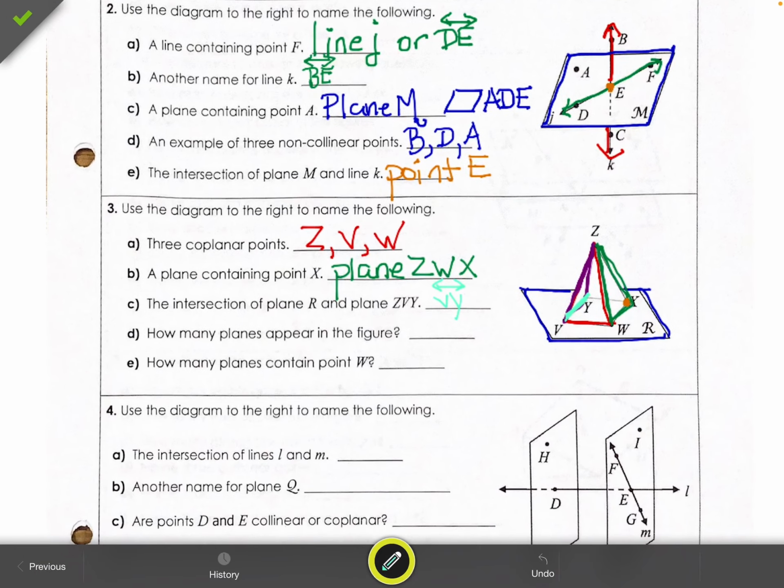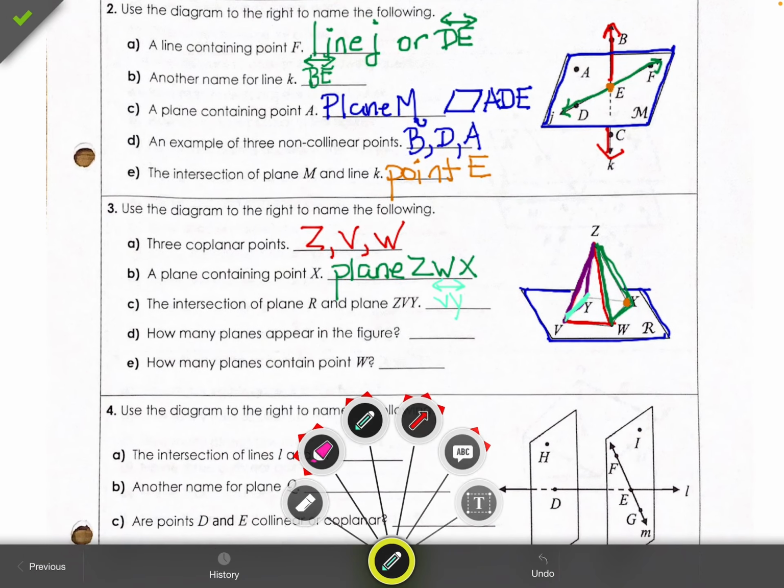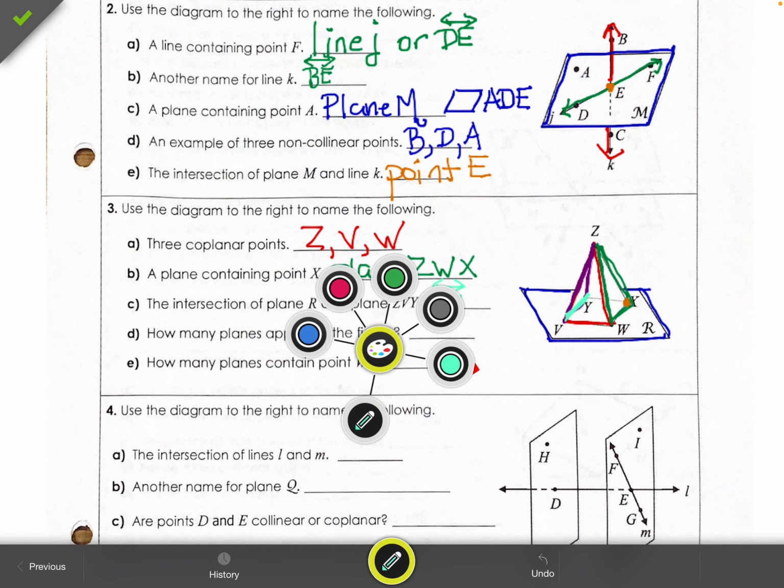Question D, how many planes appear in the figure? Again, it gets a little bit more challenging.